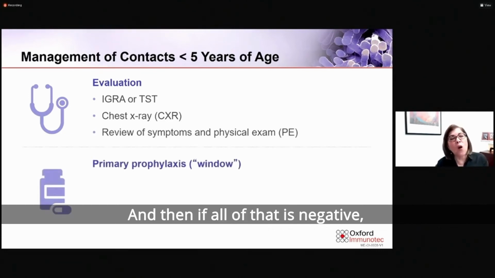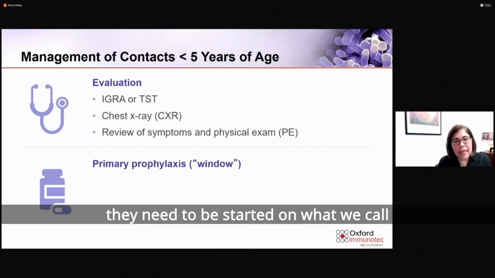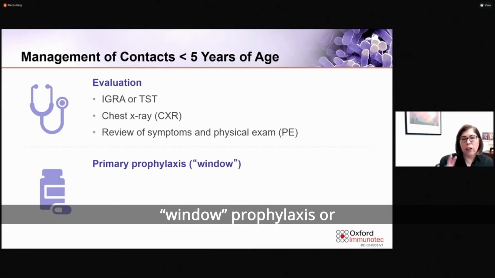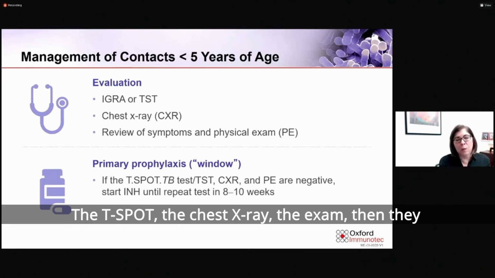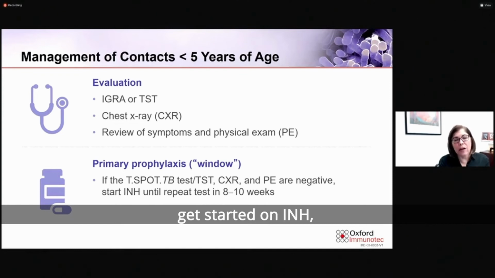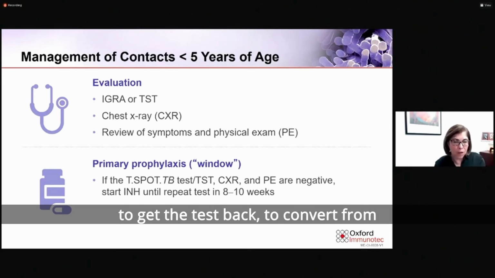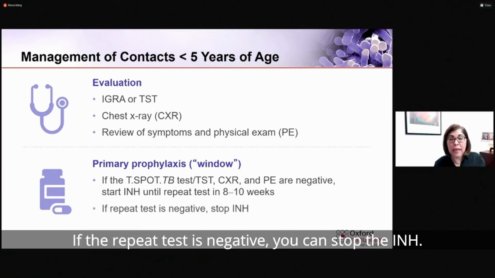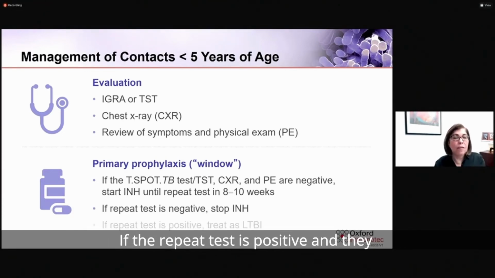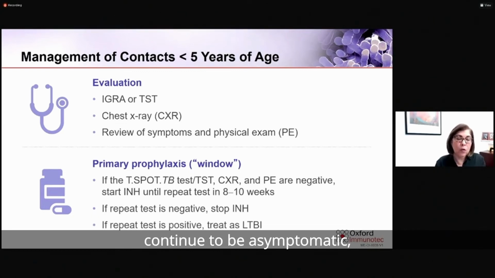And then if all of that is negative, they need to be started on what we call window prophylaxis or primary prophylaxis. So everything is negative, the T-spot, the chest x-ray, the exam, then they get started on INH, wait 8 to 10 weeks. Remember that incubation period to get the test back, to convert from negative to positive, and then repeat the test. If the repeat test is negative, you can stop the INH. If the repeat test is positive and they continue to be asymptomatic, then you treat them as LTBI.